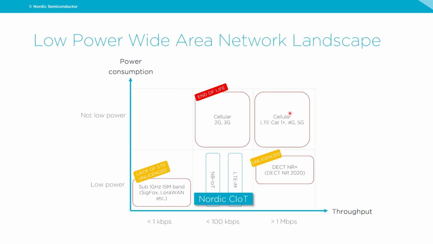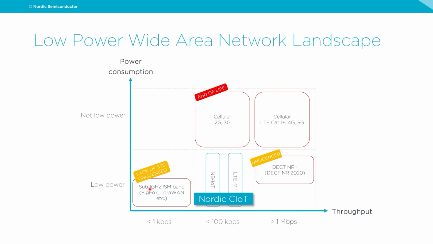Starting here on the top right, you have the high throughput technologies, the technologies that we use, for example, in our mobile phones. They have high throughput, but they're also not low power, which means that they will, of course, drain your battery quite fast. So they're not suitable for low power IoT applications. Then we have the more legacy technologies, 2G and 3G, which are reaching end of life. They had, let's say, medium throughput, and they were also not something you could consider low power.